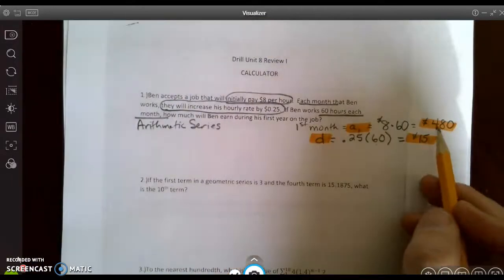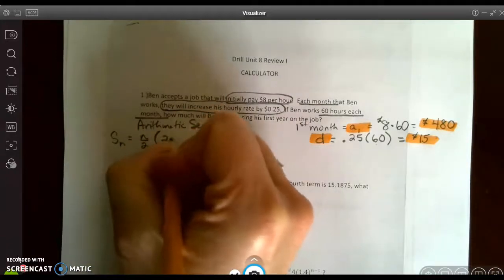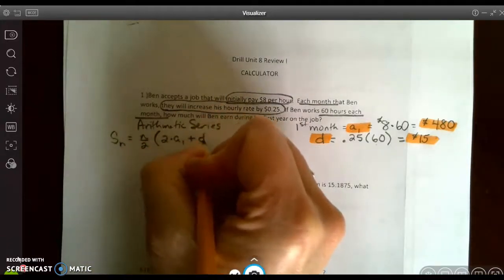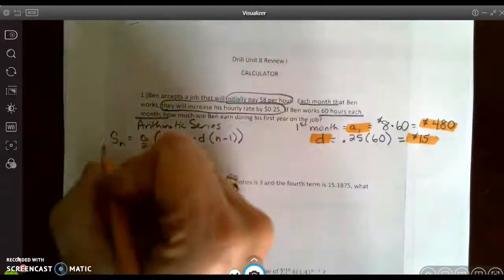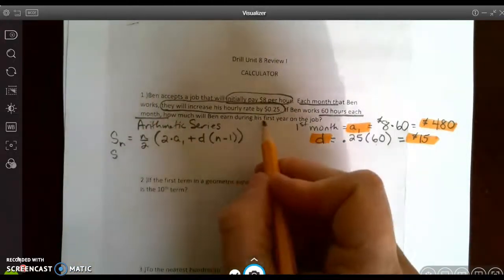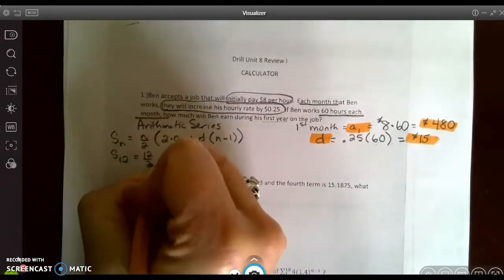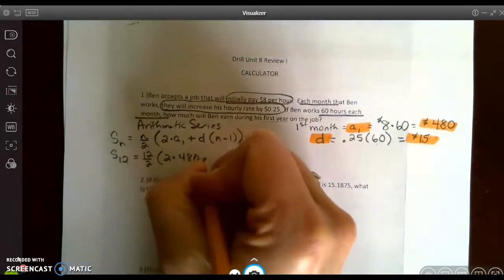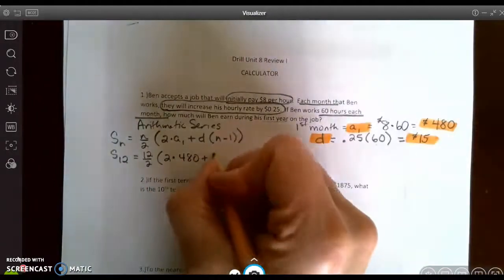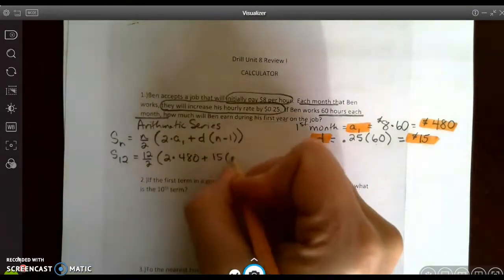And since I do know the first month, I don't off the top of my head know the last month, I'm going to go ahead and use that second formula where it's 2 times the first term plus the constant difference times n minus 1. So I've got S sub n, and it wants to know the first year on the job. That would be 12 months. So I have 12 divided by 2, times 2 times the first month, 480, plus the constant difference every month, another $15, times 12 minus 1, because it's n minus 1. 12 minus 1 is 11.